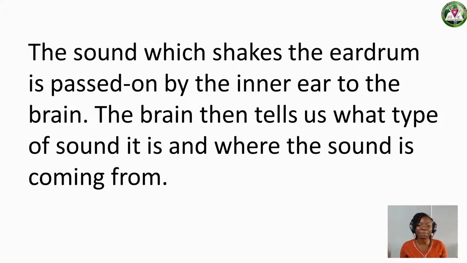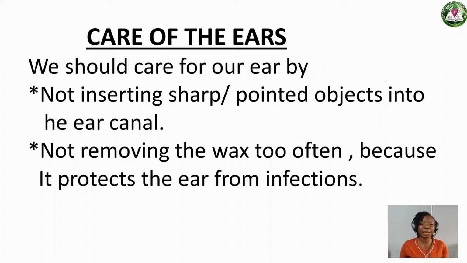Don't forget that we have learnt about the brain already. We said the brain tells us everything that does what? Happens around us. And it always tells us the right thing. Is that correct? So once the message is sent to the brain, it tells us what type of sound and where it is coming from. That is how you know that it is a pot cover that fell, and it's coming right from where? The kitchen. Is that clear?